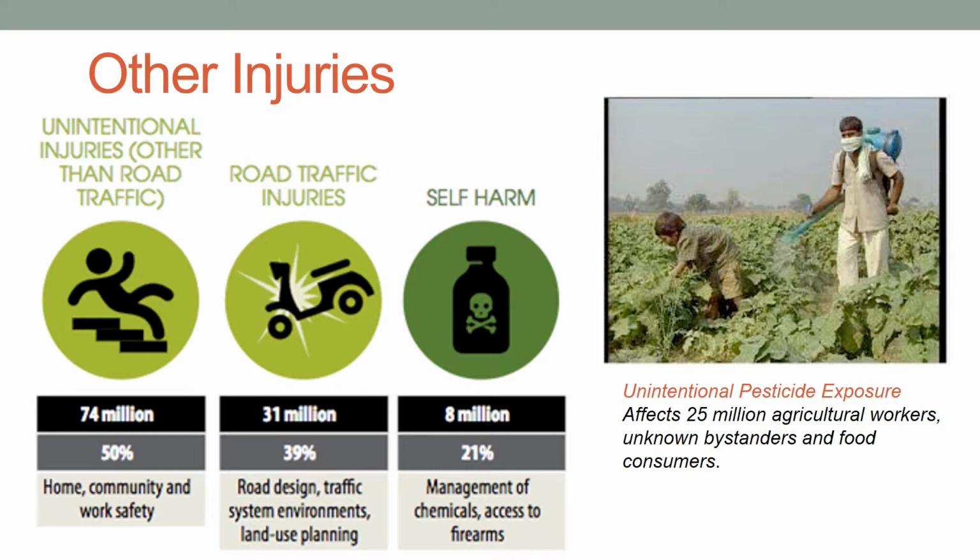Unintentional poisoning affects communities that rely heavily on agriculture. As many as 25 million agricultural workers worldwide and an unknown number of bystanders, like the image here, there's a child who's in the same field where an adult is spraying. The unknown number of bystanders, or even people who consume food that has still got residue of pesticides, experience some form of unintentional pesticide poisoning each year.